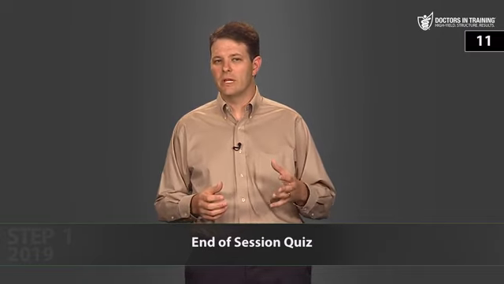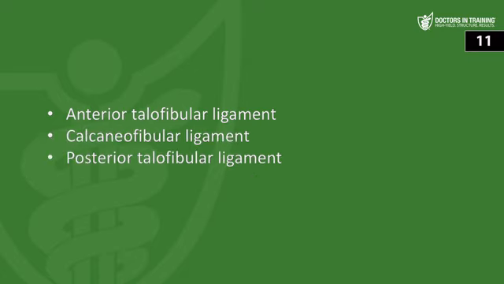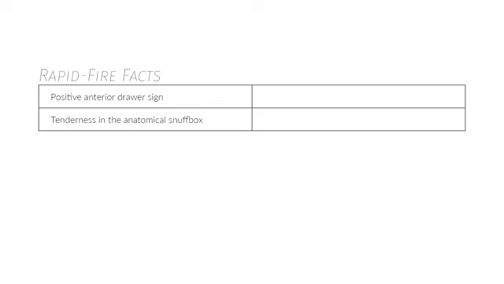Remember, it's the lateral ligaments of the ankle. Always tears first is the anterior talofibular ligament. That's the most common. But with a severe sprain, you could also see injury to the calcaneofibular ligament and the posterior talofibular ligament. Then we have just a couple of rapid fire facts. Positive anterior drawer sign should make you think of an ACL injury, and tenderness in the anatomical snuff box should make you think of a scaphoid fracture.